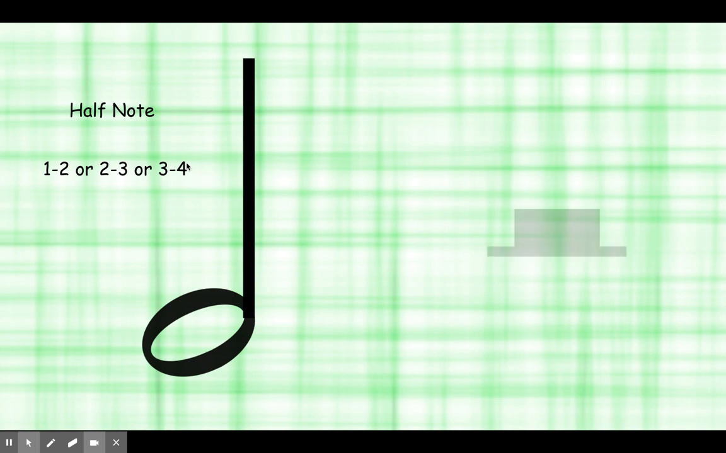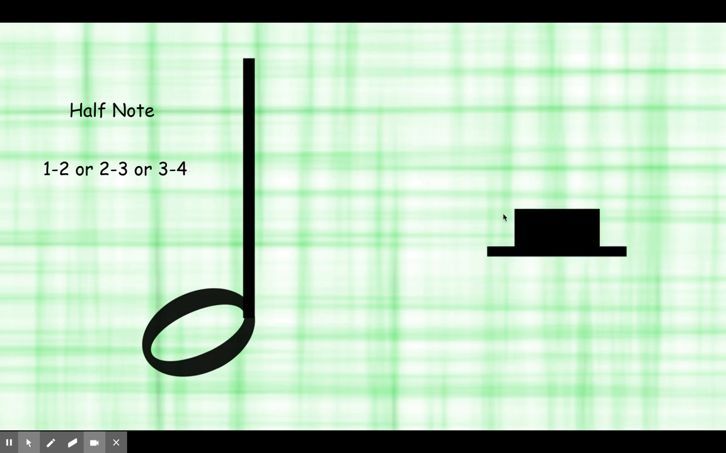Now we're going to get bigger than a quarter note. This is a half note. A half note takes up 2 beats. So when we give it its counting, we're going to start on a number and draw a line to the next number. So it'd be like 1, 2, or 2, 3, or 3, 4. It takes up 2 beats.